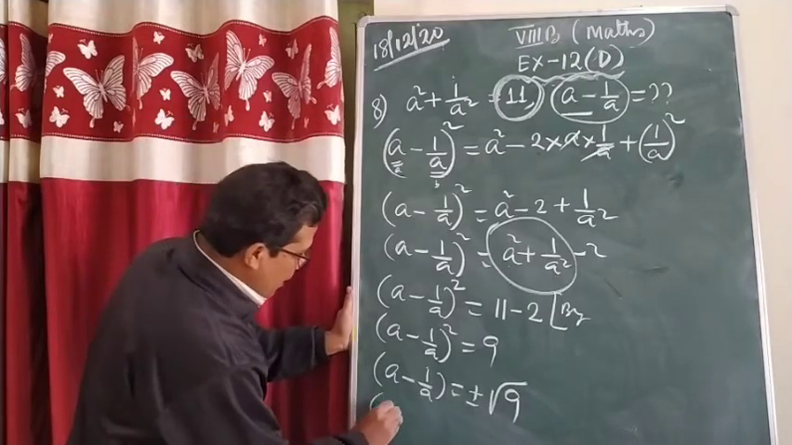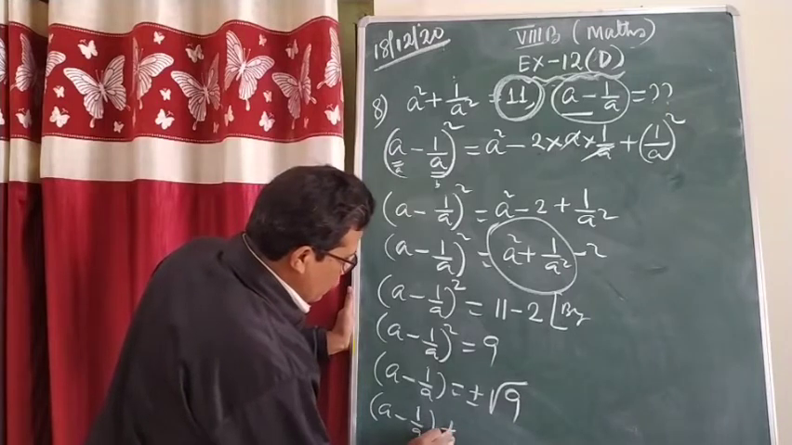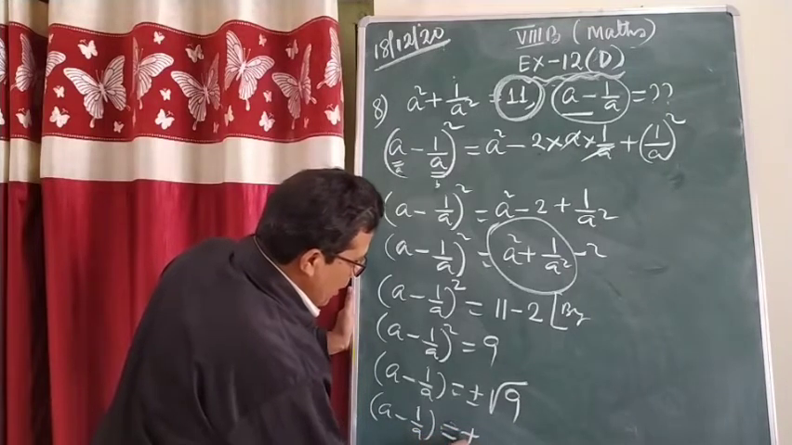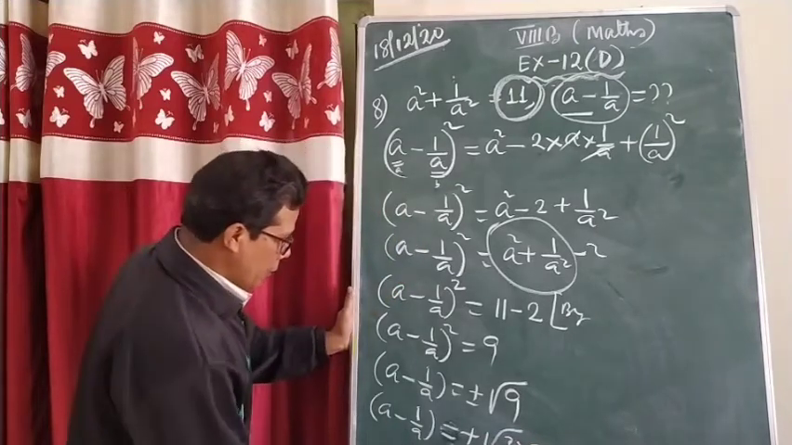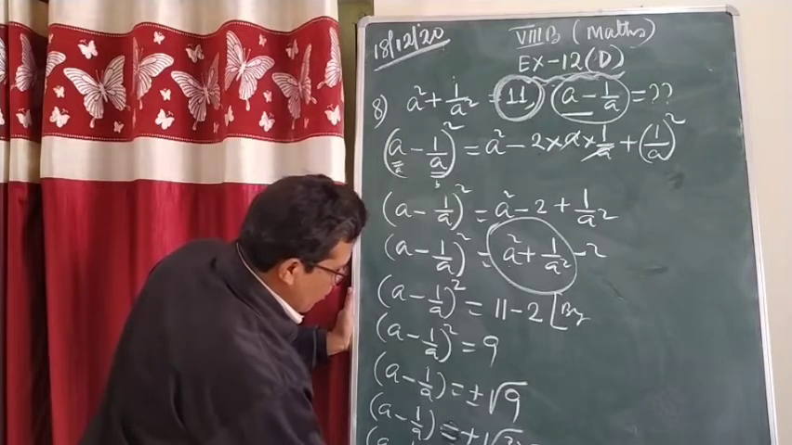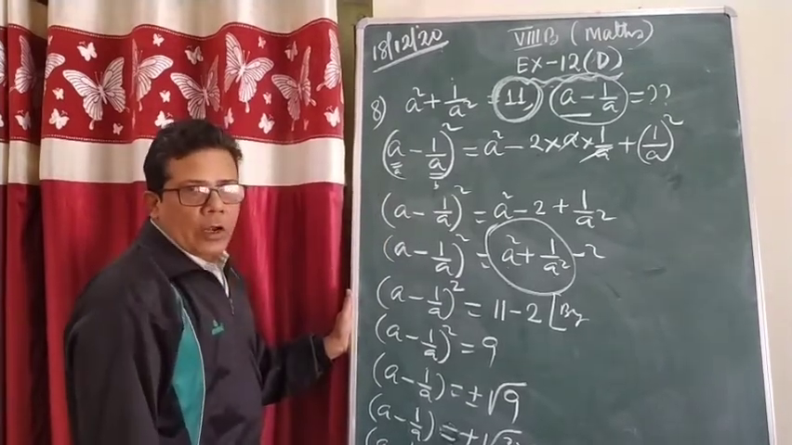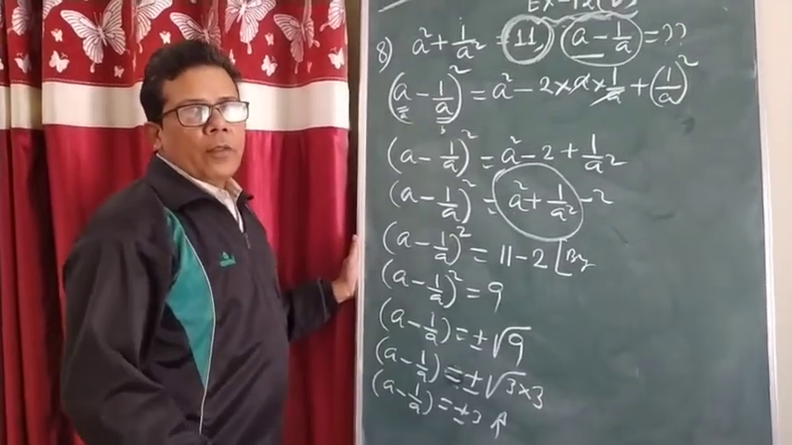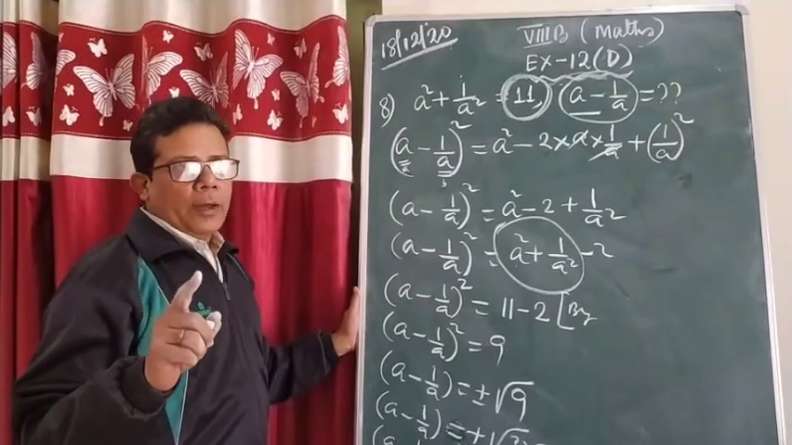So what will come, beta? A minus 1 by a equal to, put the equal to sign, plus minus, what comes here, beta? 3 into 3. So what is your answer? A minus 1 by a equal to plus minus 3. This is your answer. Now I am going to solve the last problem as today's class 1. Okay, beta?